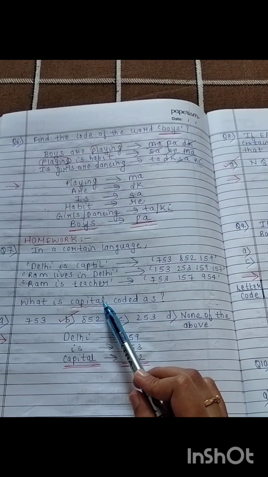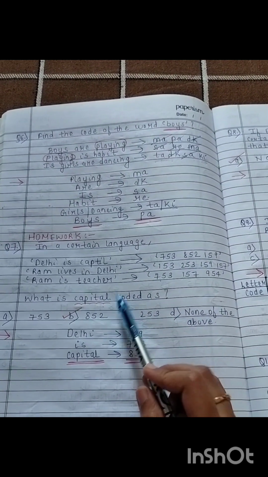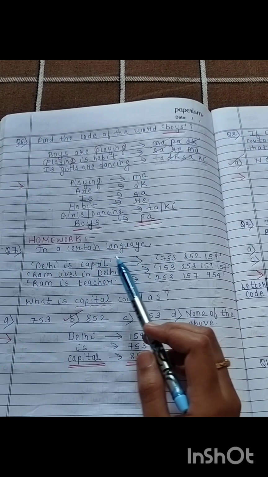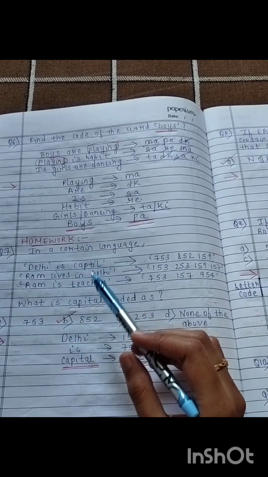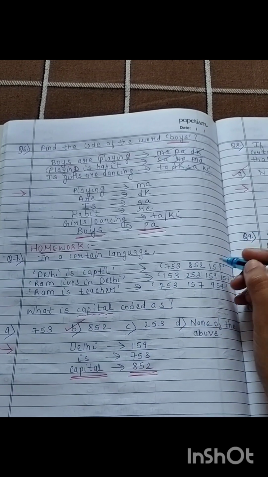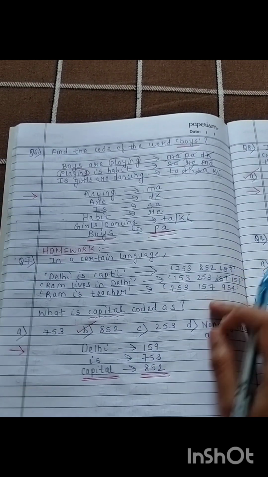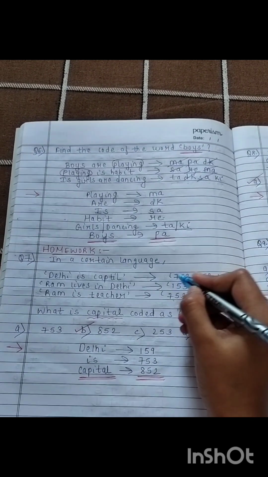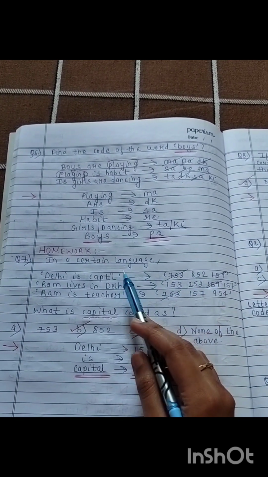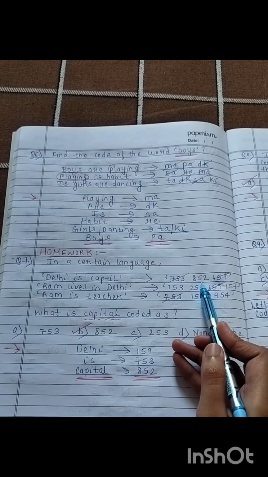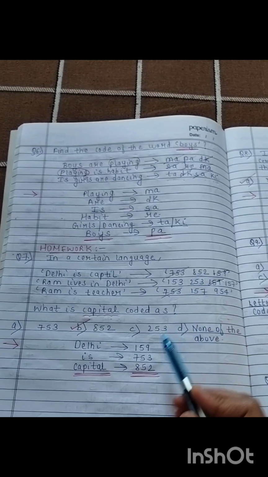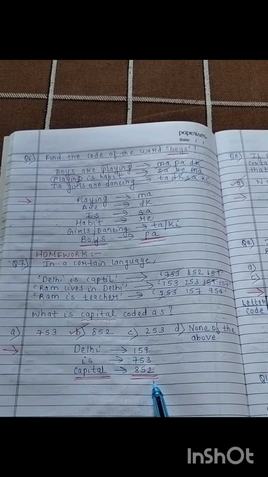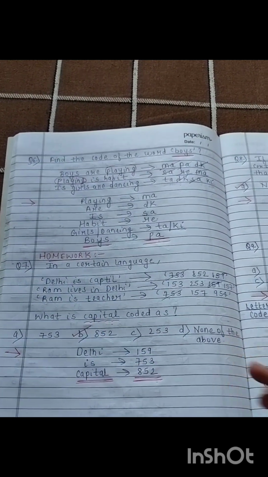So now we want to find out for capital, correct? Capital is only present in the first sentence. So for Delhi it is 159, we will delete that. For "is" it is 753, we'll delete that. So for capital, what is remaining? 852 is remaining, correct? So the coded word for capital is 852, which is option B.